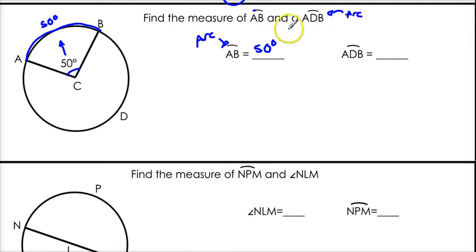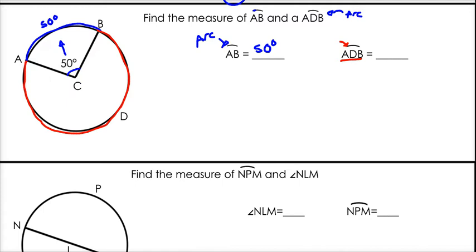Now, the second part of this is asking us for ADB. And to figure out what ADB is, and that says arc, we have to go around the circumference. So we go from A, we keep going, we keep going, we keep going. We go to D, we keep going, and we go to B. All right. So it wants to find the measure of this part of the circle, this arc. Now, how are we going to be doing that? Because we don't know the central angle.